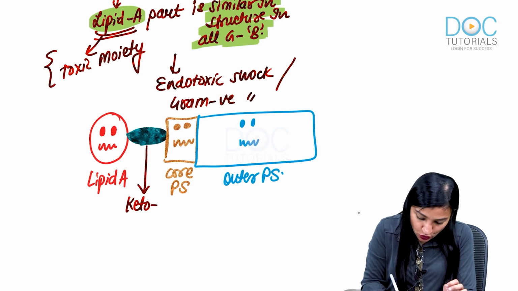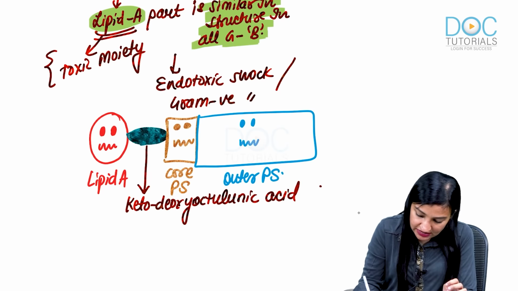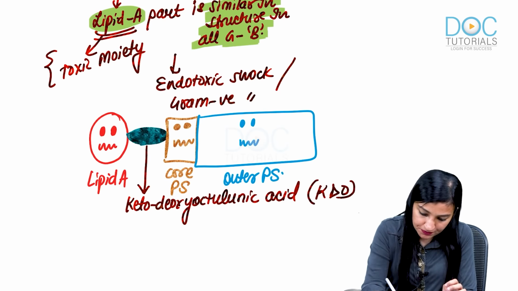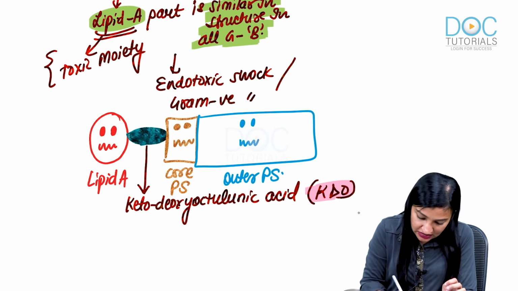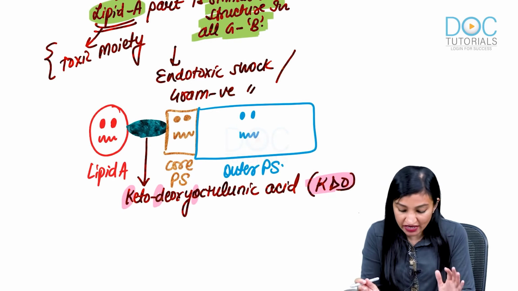Now this bridge which is connecting the lipid A with the core polysaccharide is referred to as ketodeoxyoctulonic acid, that is KDO. KDO, that is ketodeoxyoctulonic acid. Okay, this again is unique to only LPS.